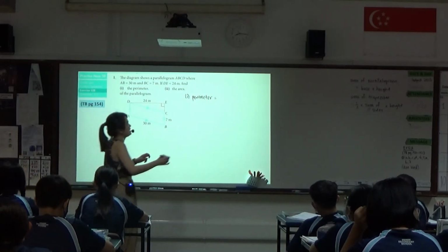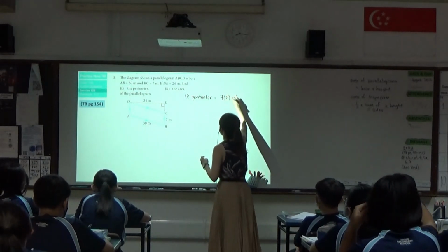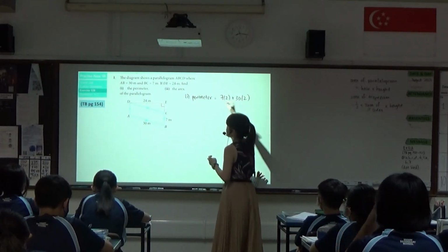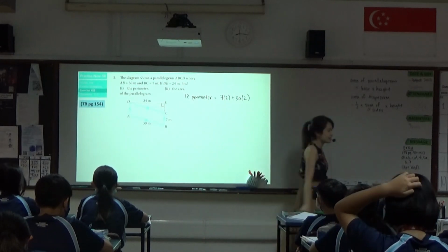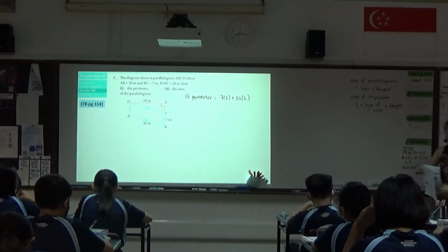7 bracket 2, plus 30 bracket 2. So 2 times 7 and 2 times 30, and that should give us 74 meters, right?